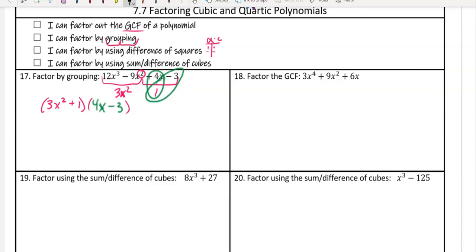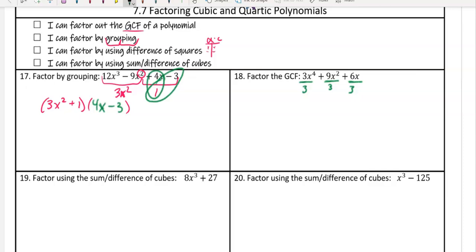All right, number 18, it says factor out the greatest common factor. So we look at our coefficients, 3, 9, and 6. What are all 3 of these numbers divisible by? The greatest common factor they have. Well, they're all divisible by 3. Okay, so far, we're going to divide all of these by 3.